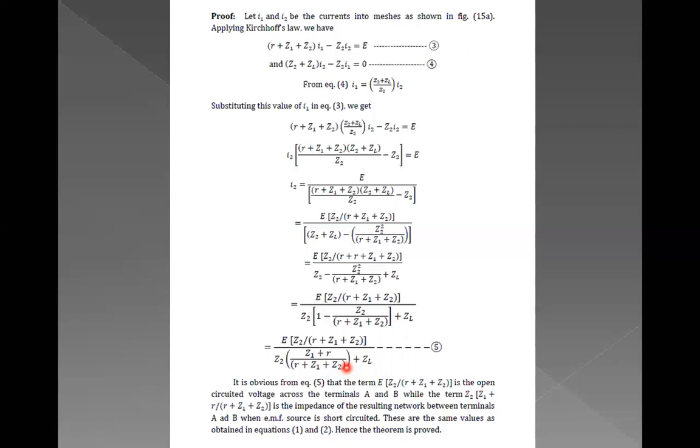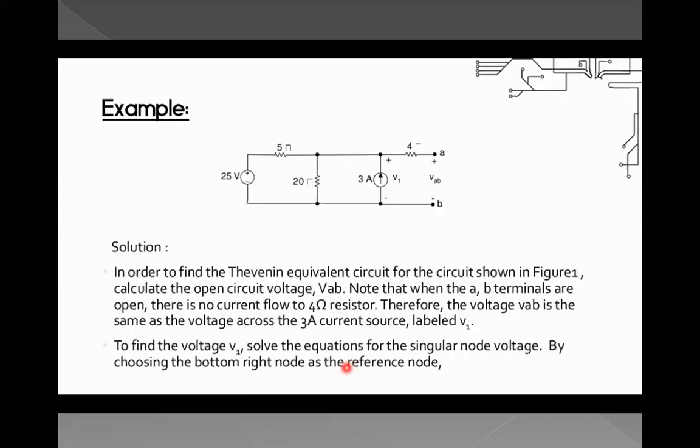Let's see an example and apply Thevenin's theorem to a linear network and find the values of current in the circuit. So this is an example. We have taken a circuit. This is 5 ohm, 20 ohm, a voltage source of 25 volt, and this is a current source of 3 amps. This is 4 ohms, and these are the two terminals labeled A and B. We can say it is open.